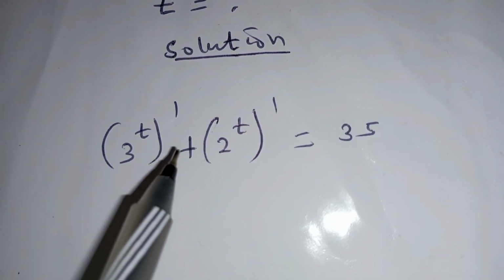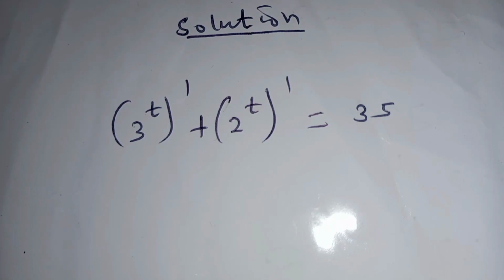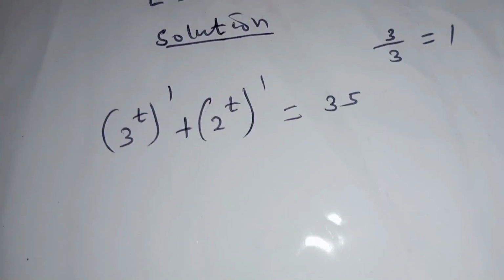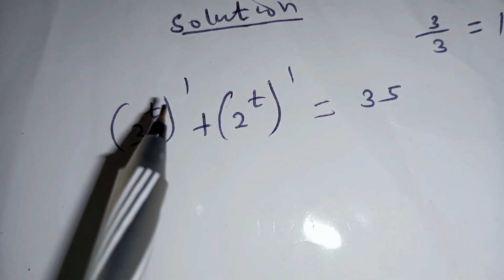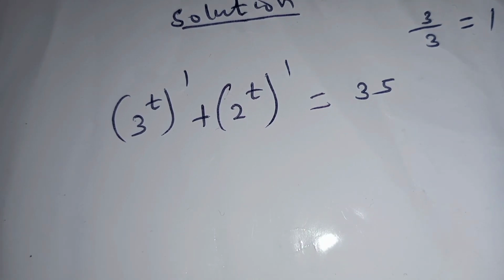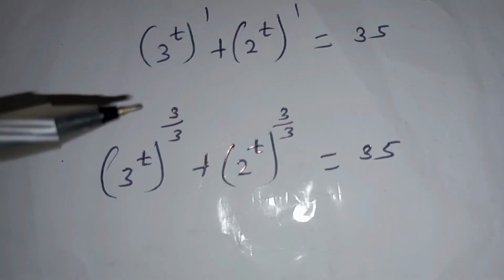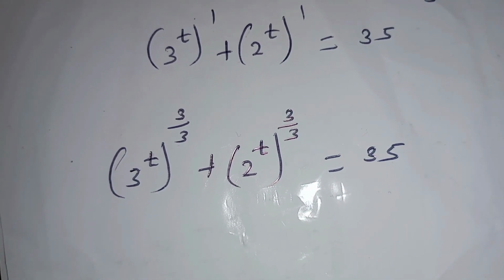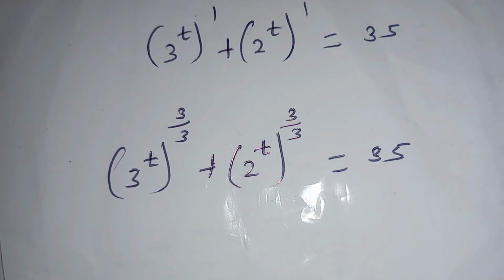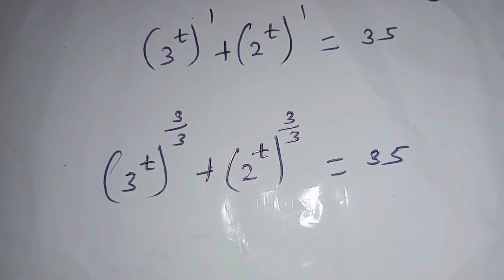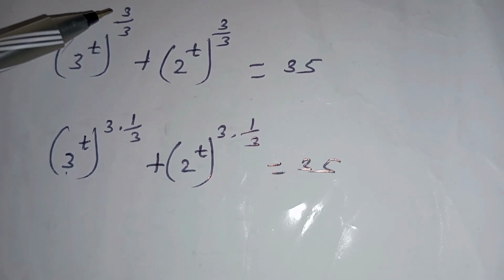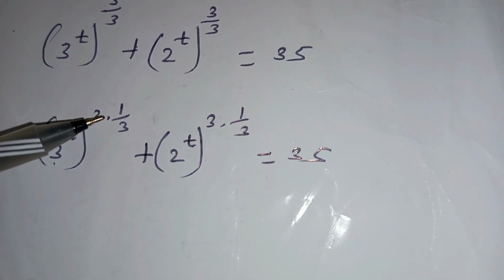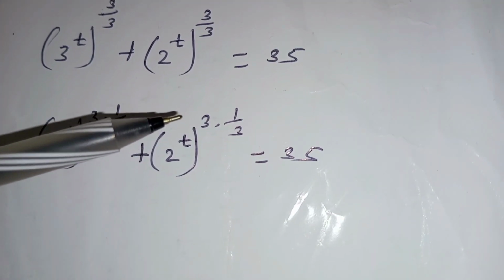Any number to the power of 1 is the same number. 3 divided by 3 is equal to 1. So we are going to replace this 1 with 3 over 3 on the index. Replacing 1 with 3 over 3 does not change our equation because 3 over 3 is the same as 1 on the index. We can separate the fraction. 3 over 3 on the index can be written as 3 multiplied by a third, and on the second part the same.